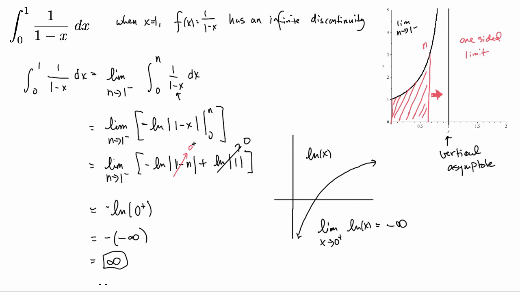It's saying that this area, as we move closer to the asymptote, blows up. It grows too rapidly to count. And because of that, the actual integral is said to diverge. So we don't actually get a value, we get what's called divergence. And so the integral from 0 to 1 of 1 over 1 minus x dx has an infinite discontinuity, and that makes this thing diverge.